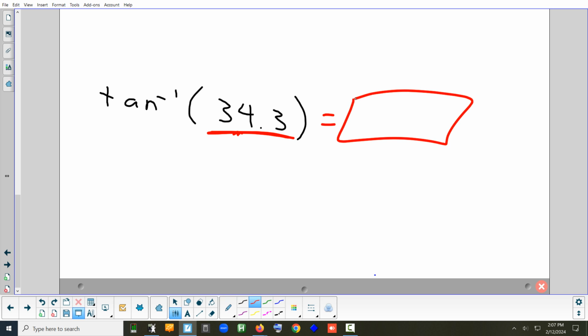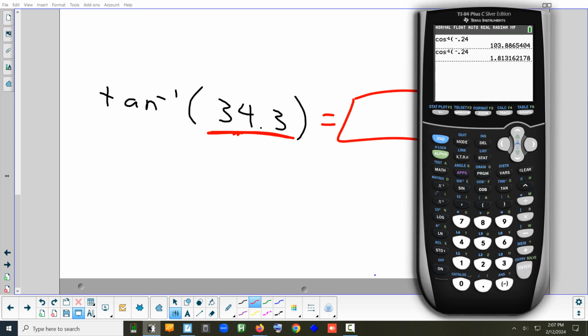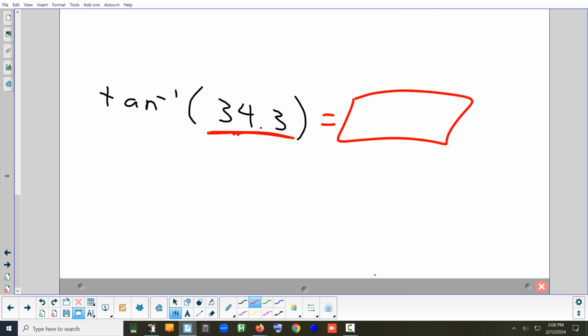Let's do this problem and get the answer in degrees this time. Okay, so first thing I'd have to do to get degrees is what? Switch the mode. Put it back in degrees. And what would we type in? Second tangent, 34.3. So that's 88.33 degrees.